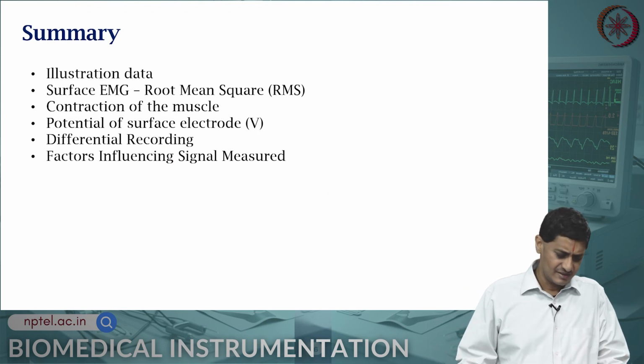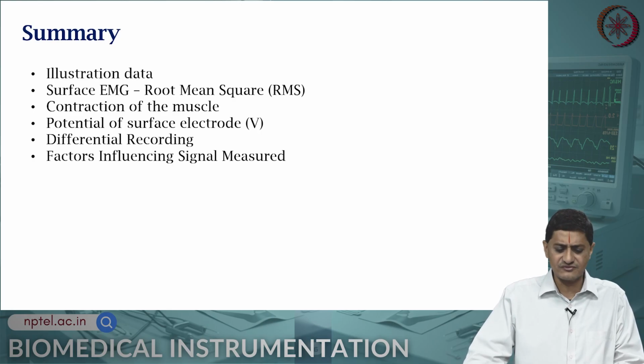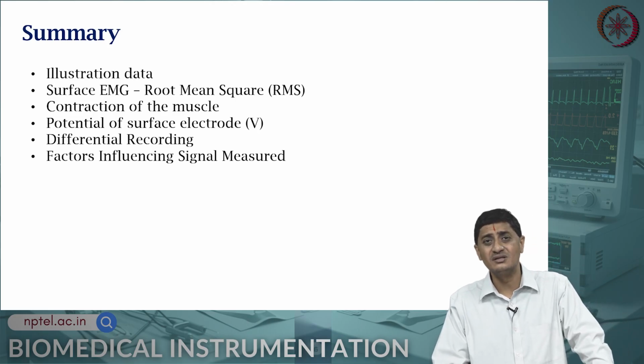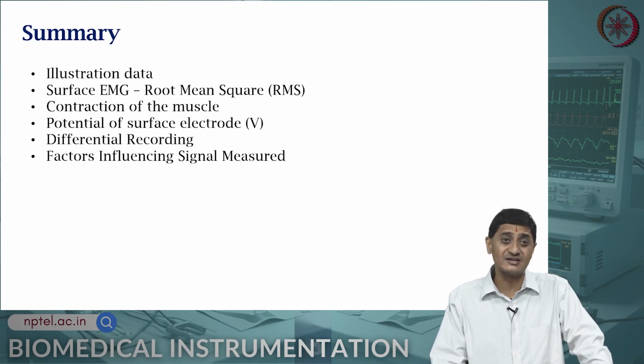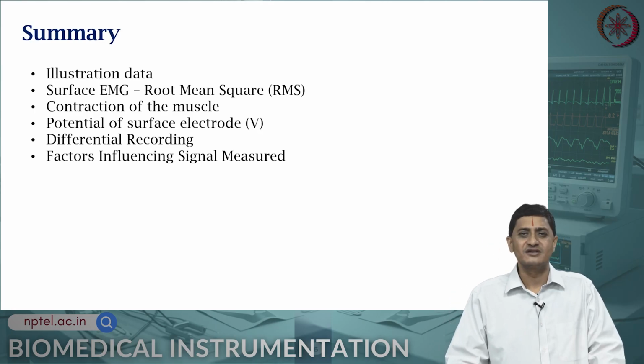Okay. With this, we come to the end of this video. In this video, we looked at surface EMG, root mean square, some illustrative data, and how muscles contract, and what is the potential of the surface electrode, and how is it related to the actual motor unit action potential that is of interest, and what differential recording means, and what are the factors that affect the signal that is measured. With this, we come to the end of this video.